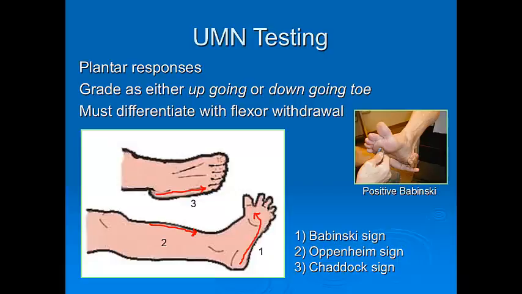These responses are graded as either upgoing toe or downgoing toe, not positive or negative. The downgoing toe is associated with a normal flexor withdrawal, and upgoing is associated with an immature or injured central nervous system.